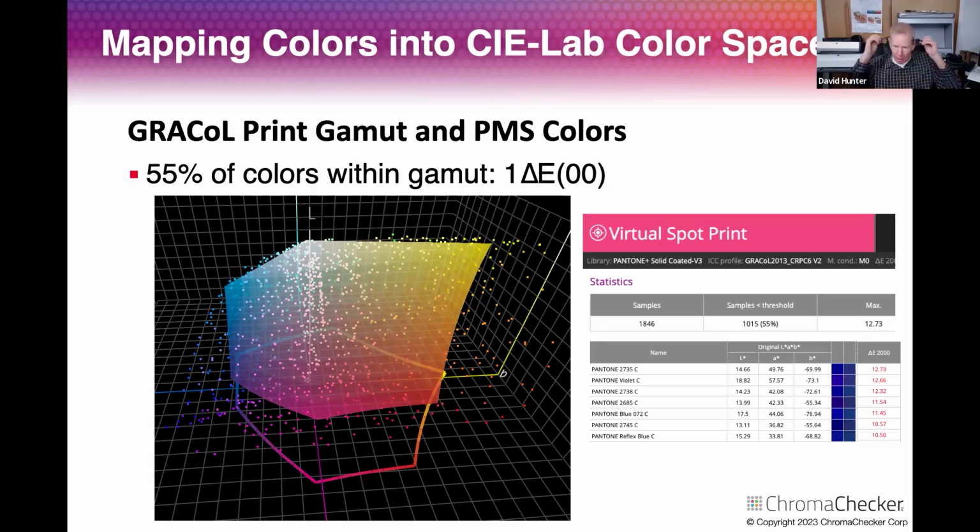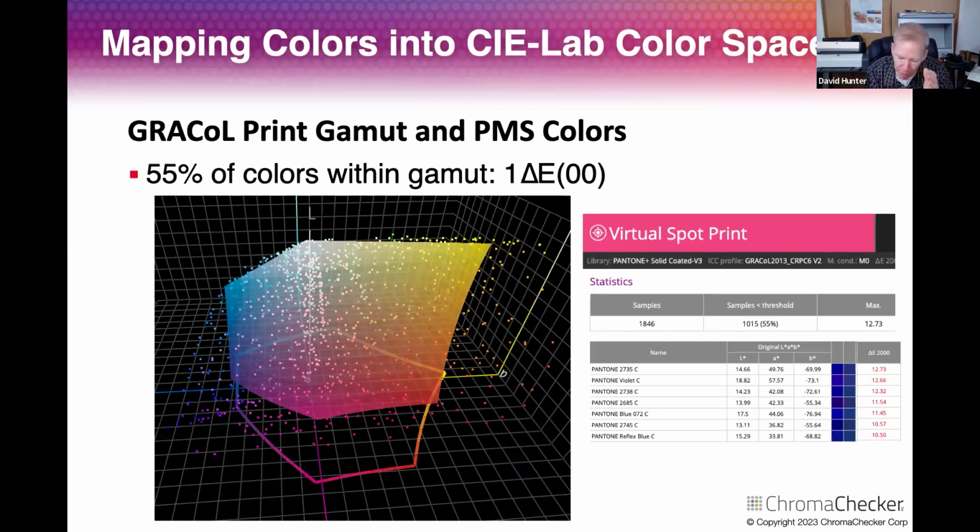And if I use our ChromaChecker's virtual spot tool over on the right, you can see which colors are the most out of gamut. You'll see Reflex Blue is one of the big offenders. Reflex Blue is going to be one of those colors down to the left at 10 delta E out of gamut. Pantone Violet is 12 delta E out of the gamut for GRACoL. And Pantone does this on purpose because they want you to buy Pantone inks. They don't want these colors to easily be reproduced using CMYK. So they create very vivid colors so that in many cases you can't make them with CMYK, hence the 45% value. But delta E makes this all possible.